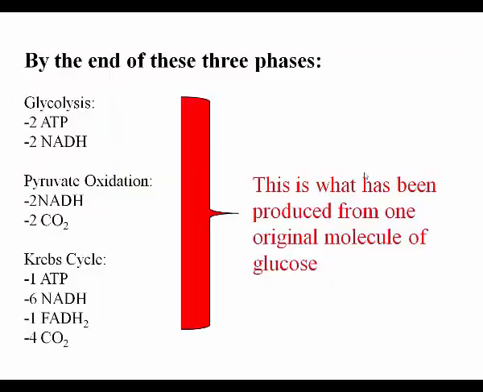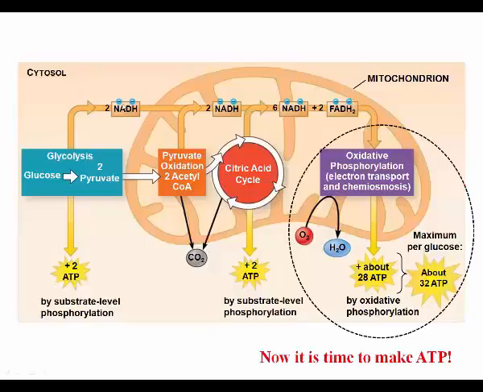I just noticed that this should actually say 2. These 2 should both say 2, because for every 1 round of the Krebs cycle, we get 1 ATP and 1 FADH2. But remember, we've gone through it twice, which I've actually counted for everything else. We have 2 NADH from glycolysis, 2 NADH from pyruvate oxidation, 6 NADH from the citric acid cycle, and 2 FADH2 from the citric acid cycle.